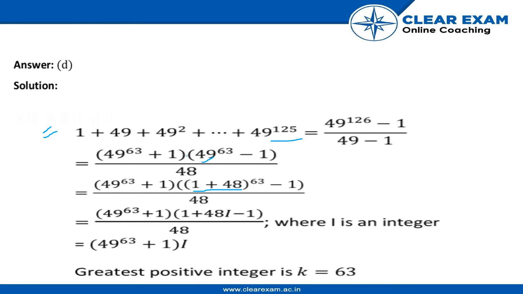is that we applied binomial, and by that it transformed into 1 plus 48 I, where I being an integer, minus 1. So we consider it as I, and that implies that this comes out to be 49 raised to power 63 plus 1 into I. So the greatest positive integer is going to be 63. The value of k is coming out to be 63, and D is our correct option.